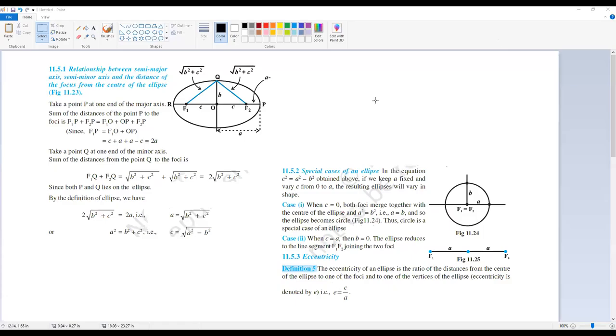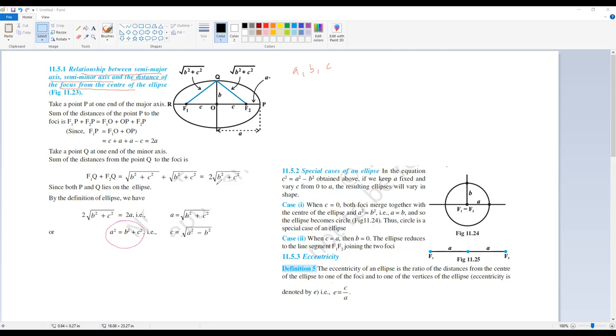Okay, before going to the standard equation of the ellipse, I just wanted to let you know some other points. One is the relationship between the semi major axis, the semi minor axis, and the distance of the focus from the center. That means the relation between A, B, C. A is the length of the semi major axis, half of the major axis. B is the length of half of the minor axis. C is the distance from the center to one of the foci. So what is the relation between them? That is the most important thing. The relation between them is A square is equal to B square plus C square.